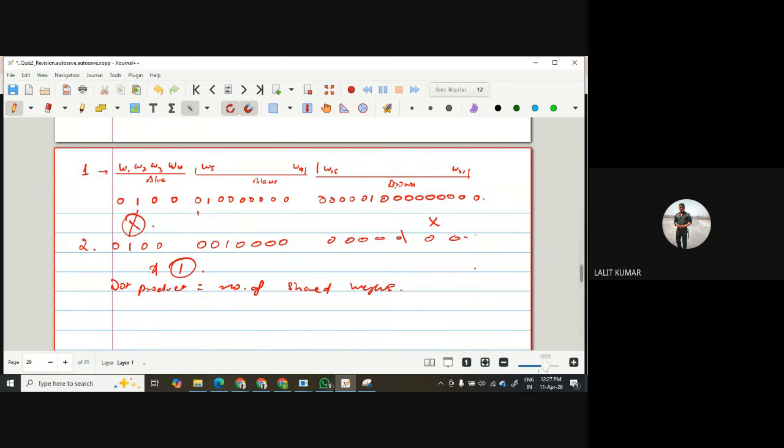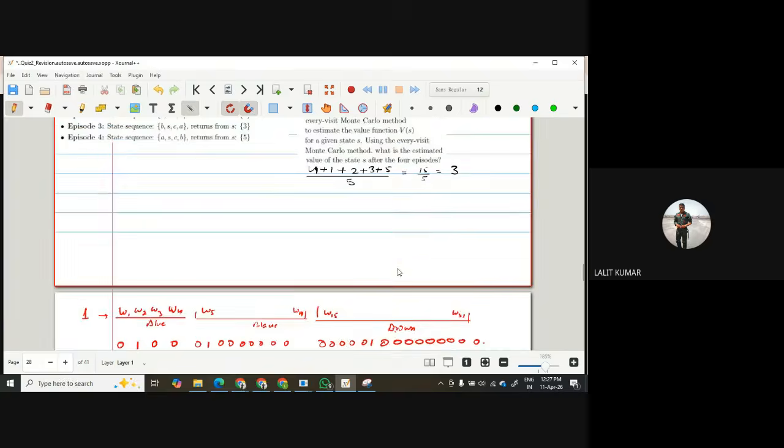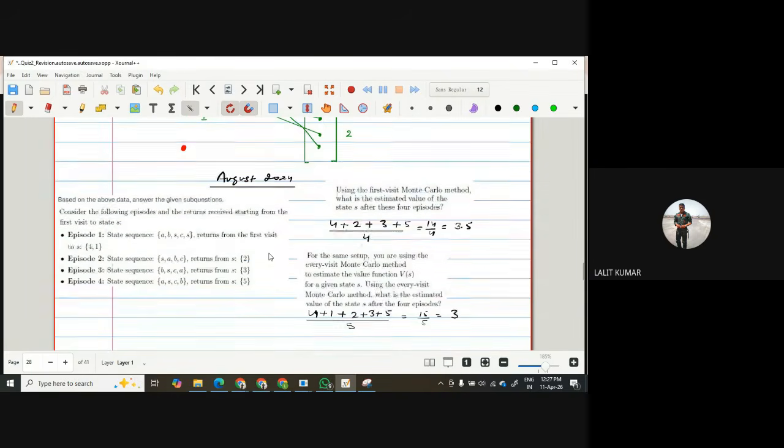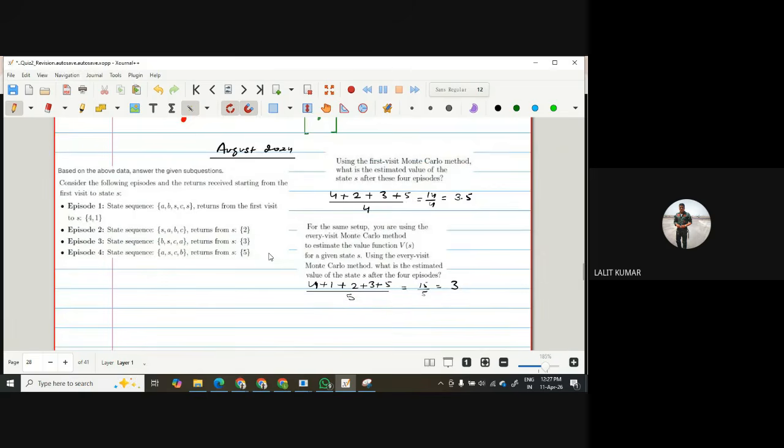Okay, so that is a shortcut. Okay, Ravina, is it clear? Yes, sir. Okay. Now, the next question is, they have given 4 episodes, and they are asking that using the first visit Monte Carlo, find the estimated value of the state S.